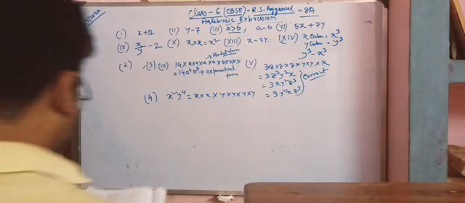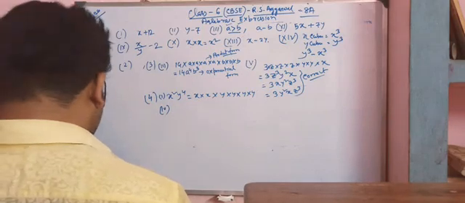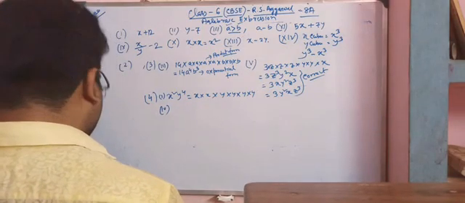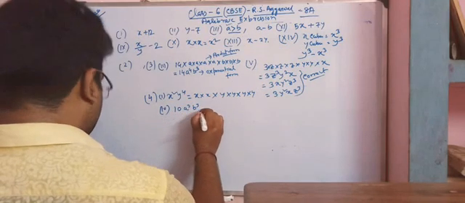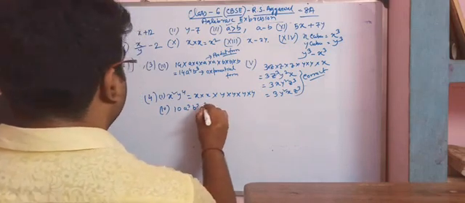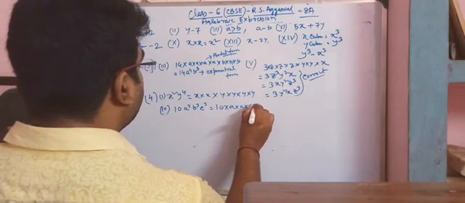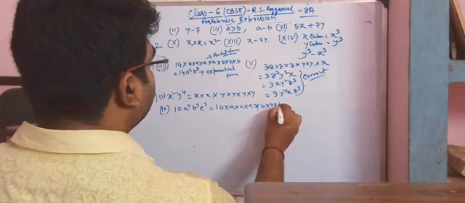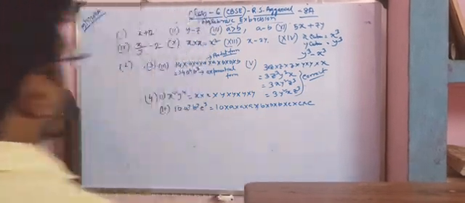So this is my question number 1 of 4. Next come to question number 4. Question number 4 is 10 a cube b cube c cube. That means 10 into a into a into a into b into b into b into b into c into c into c. So that is my product form.